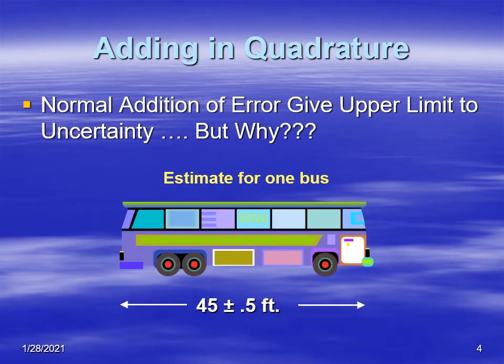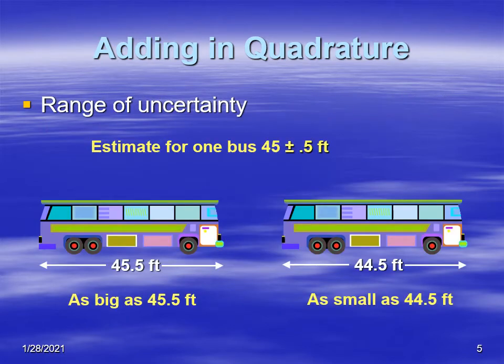In our previous video, we talked about Evel Knievel jumping over buses. Here's the bus again. When we measured this bus, we came up with a length of about 45 feet, and we were uncertain to about plus or minus a half a foot. So it should be 45.0 plus or minus a half a foot. That means, based on our uncertainty, that the bus could be as large as 45.5 feet and as small as 44.5 feet.